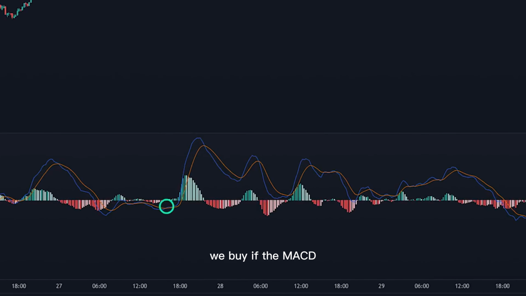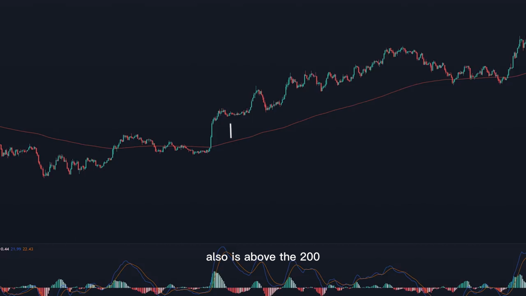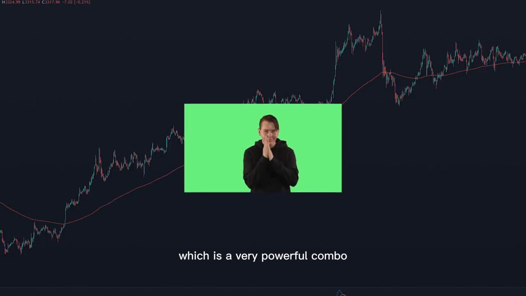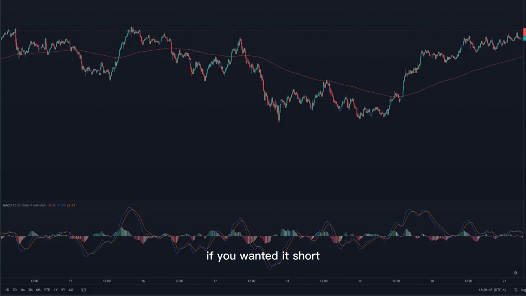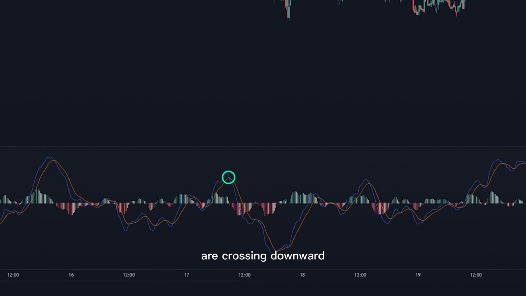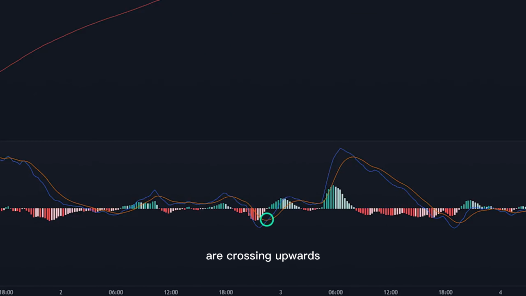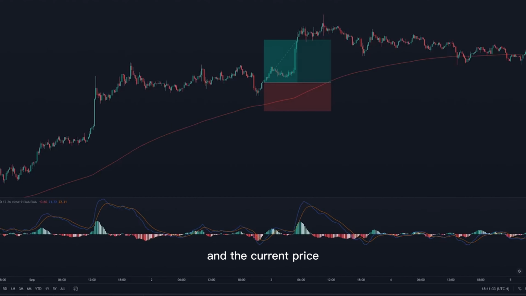We buy if the MACD line crosses below the zero line mark and the current price also is above the 200-day moving average. This will guarantee that you are only trading when the market is in an uptrend, which is a very powerful combo. If you wanted to short, you would do the exact opposite. So make sure the price is below the 200-day moving average and the MACD lines are crossing downward above the zero line. As an example, we would want to enter a long trade right here because the MACD lines are crossing upwards below the zero line and the current price is above the 200-day moving average.